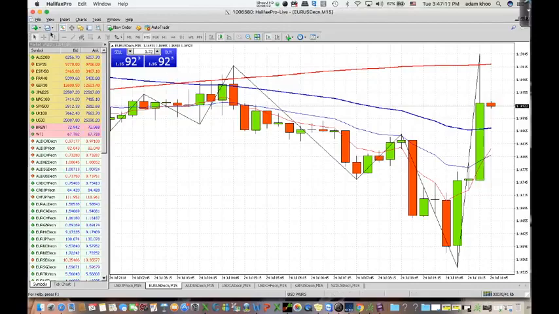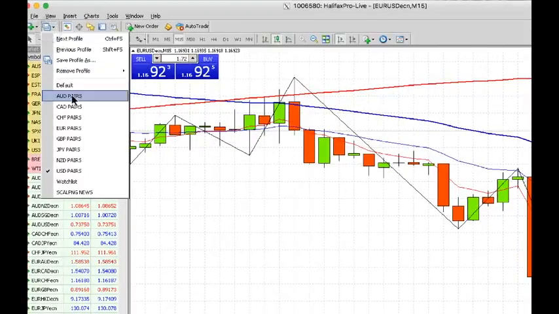Similarly, you want to create Aussie pairs, Canadian pairs, franc pairs, euro pairs, pound pairs, yen pairs, New Zealand pairs, and dollar pairs, right? So altogether 8 different profiles.